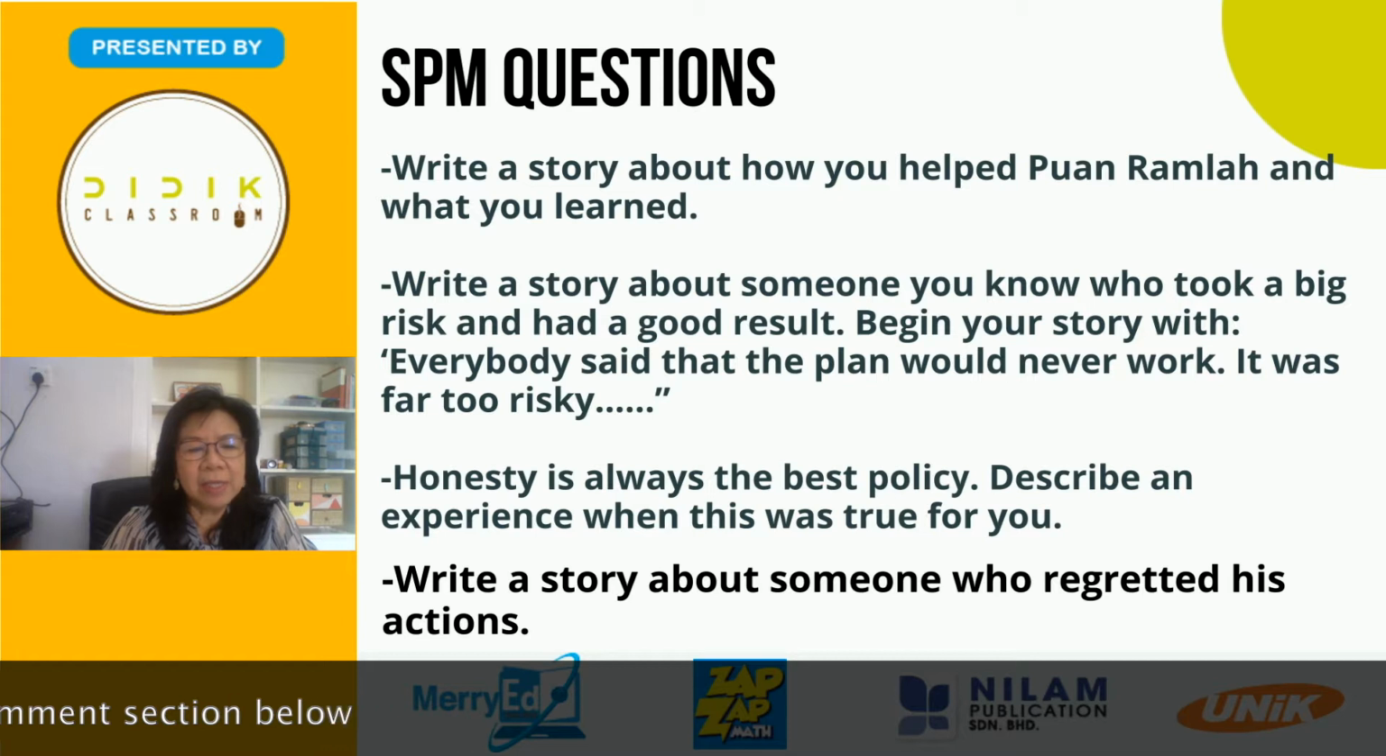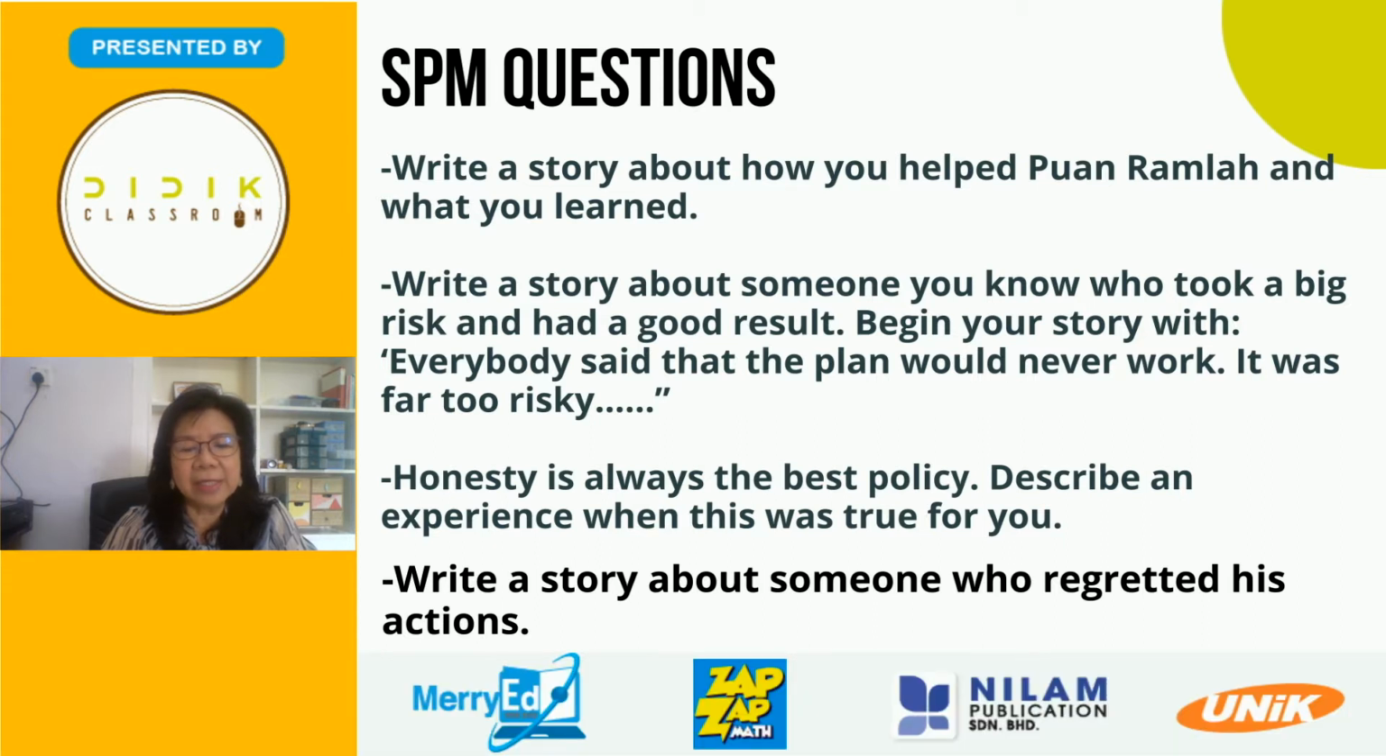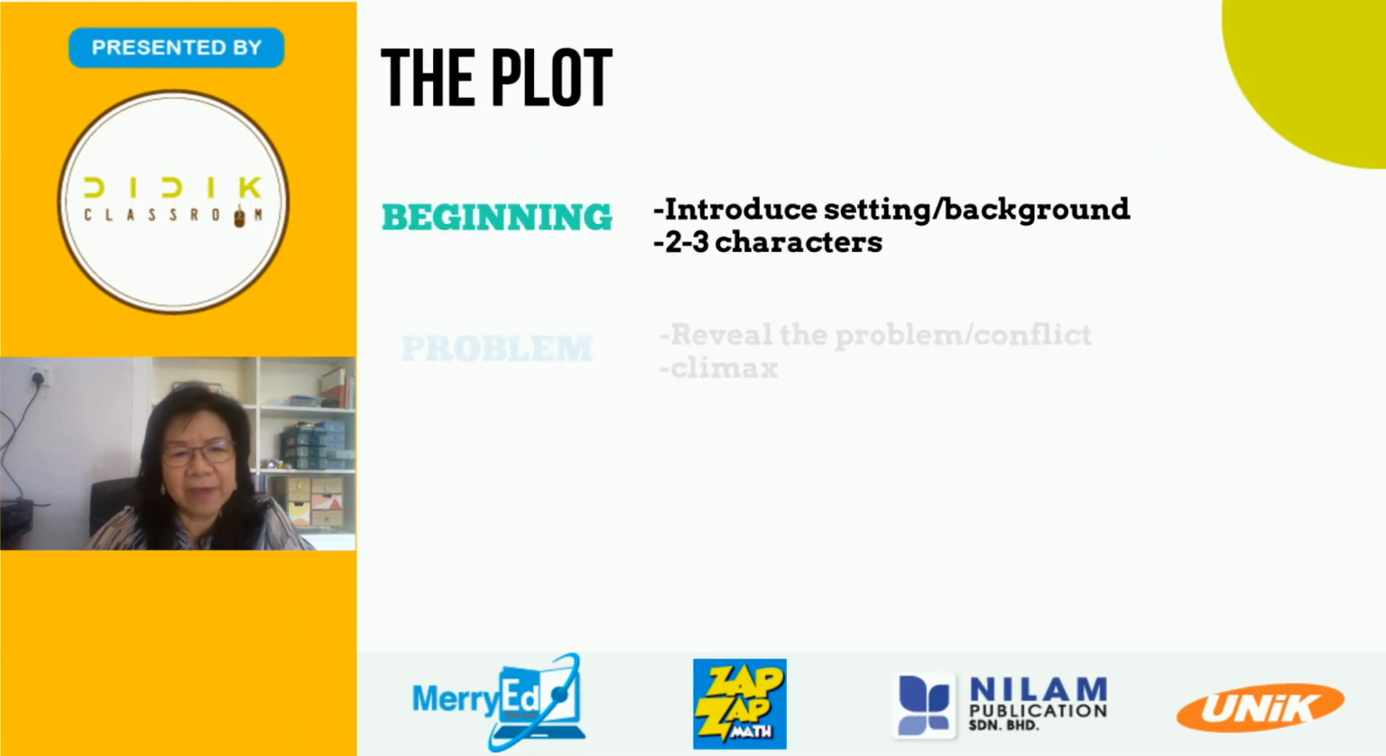And the last one, which I've highlighted, is what we're going to do today because I think it is rather simple: write a story about someone who regretted his actions. So it could be someone who did something wrong and later regretted it and felt sorry for what he had done, right? Now I'm going to introduce to you the plot that I have simplified.